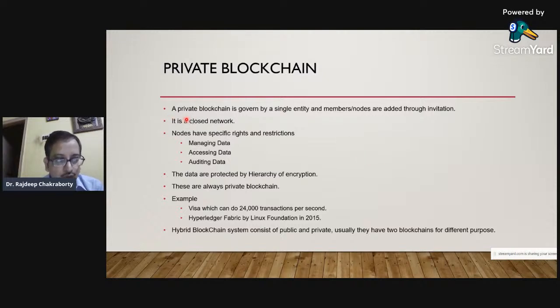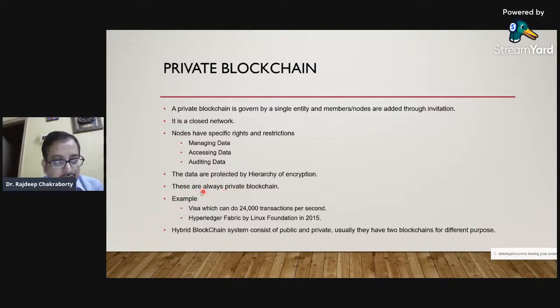So it is a closed network, and nodes have specific rights and restrictions: managing data, accessing data, and auditing data. In the very first diagram, I told you that blockchain may be shared, or it can be stored in different nodes. So there are nodes, and nodes have some specific work: managing data, accessing data, and auditing data. The data are protected by a hierarchy of encryption, because without it, managing the blockchain will not be possible. For example, on a server you need a user ID and password. Everyone cannot access everything.